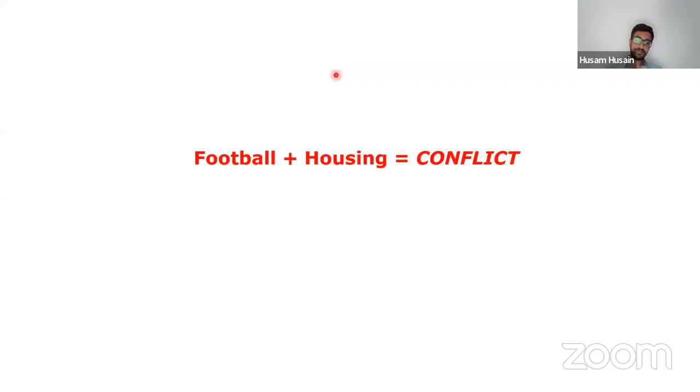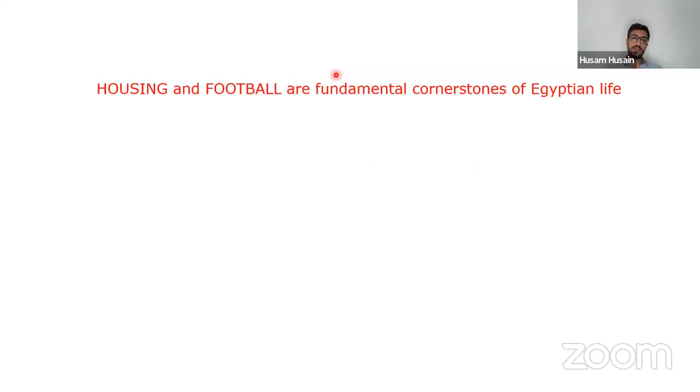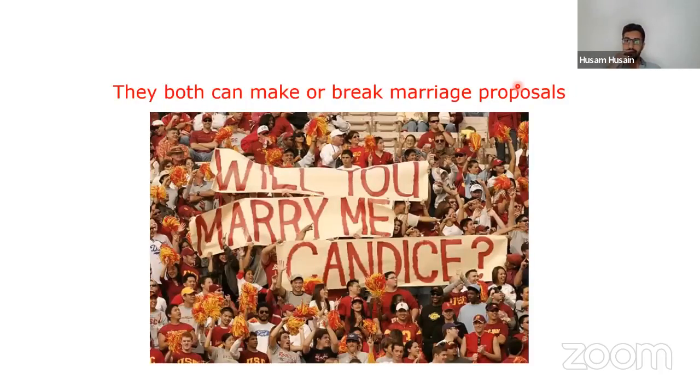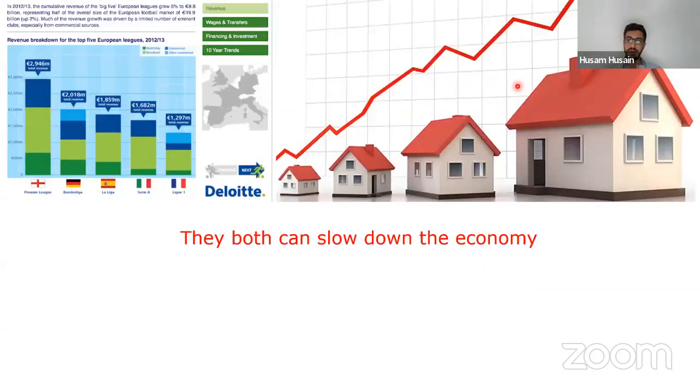And let me explain. That might be a very sarcastic way of understanding the situation, but probably this is also the simplest way to understand it. Housing and football are fundamental cornerstones of Egyptian life. Everyone watches football. Either you are a supporter of Ahli or Zamalek or whatever, everyone supports a team or a club. And also everyone has the right to have a house. Both housing and football can make or break marriage proposals, and they can both slow down or boost the economy.